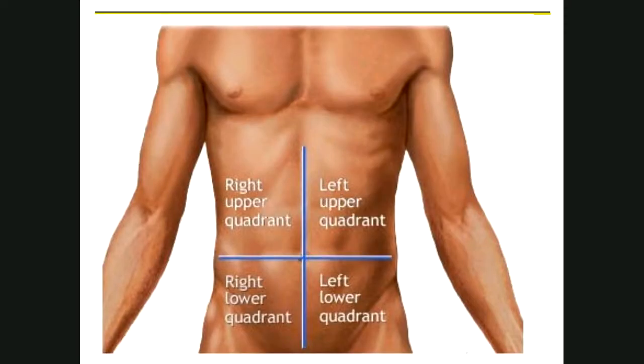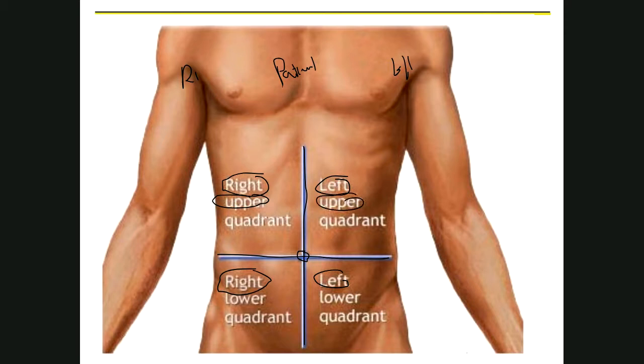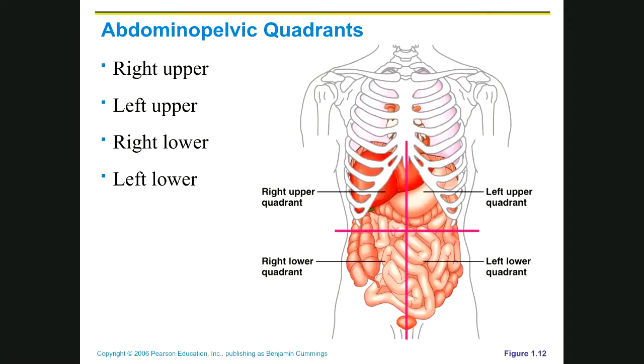So if you look at this, there's the umbilicus. So we're going to draw a vertical line and a horizontal line right through it. And what you're going to wind up with are 4 quadrants. So look, again, here's our patient. And this is his right, and this is his left. So we have a right on each side and a left on each side. We have an upper on each side and a lower on each side. So we wind up with 4 quadrants. The right upper, left upper, right lower, and left lower.